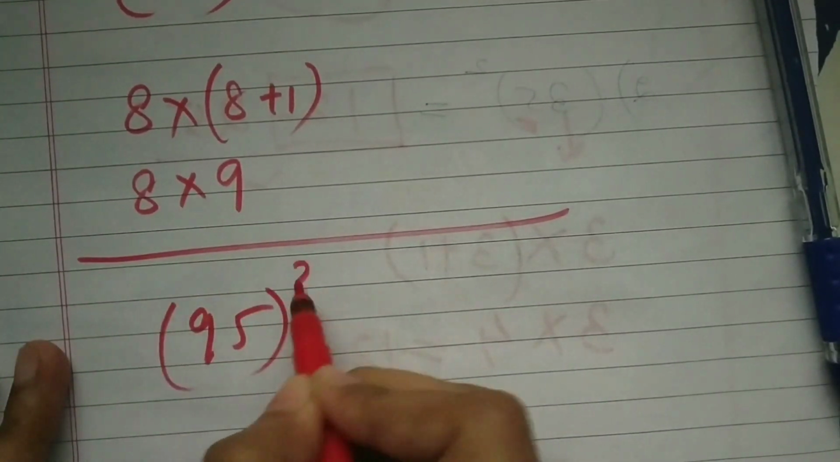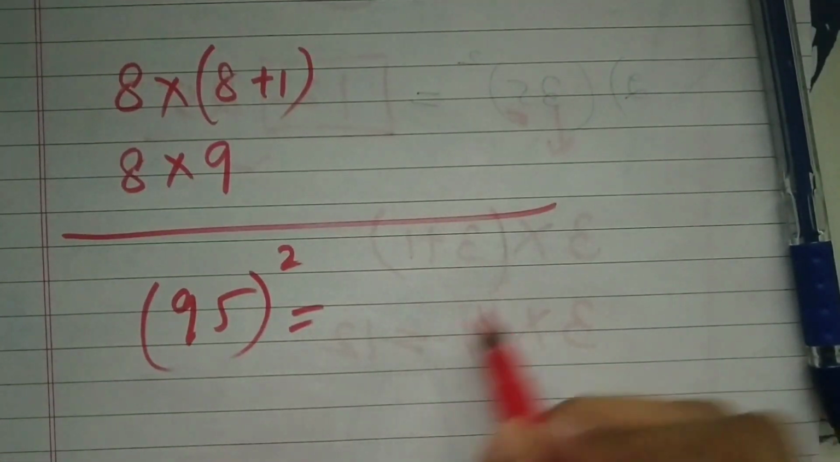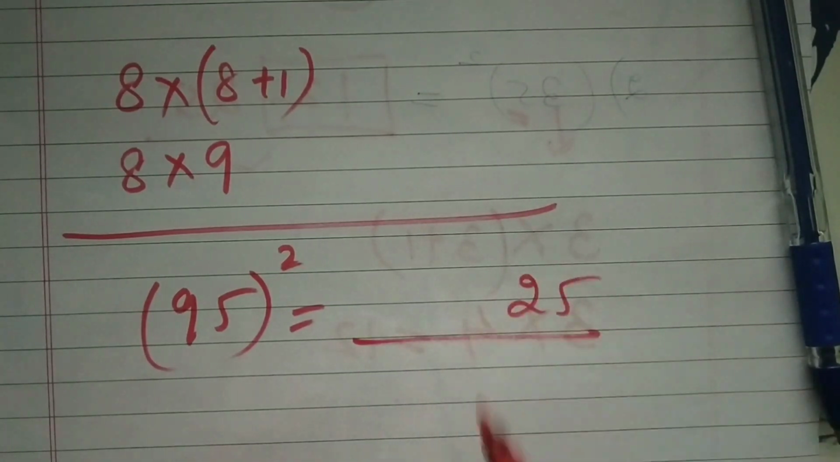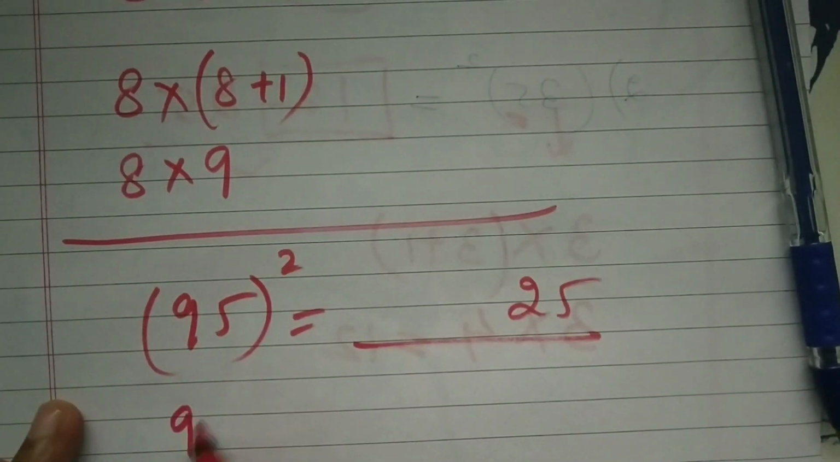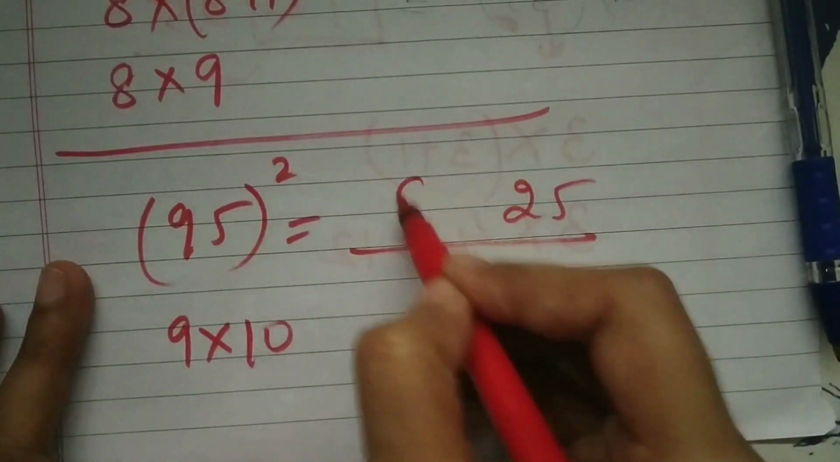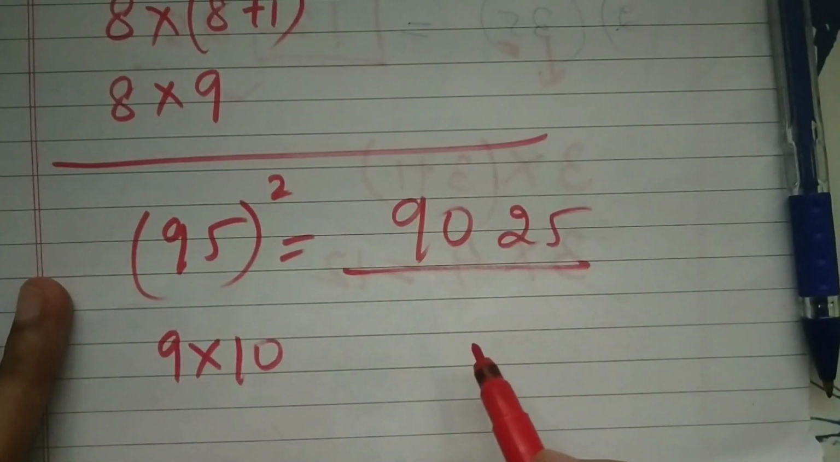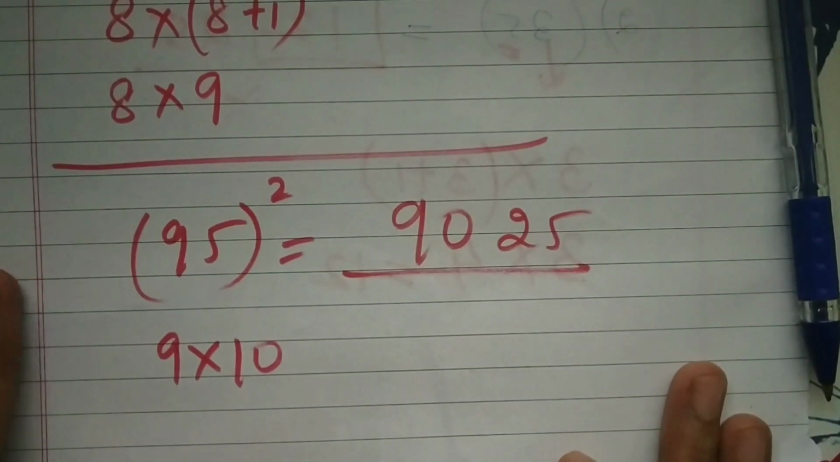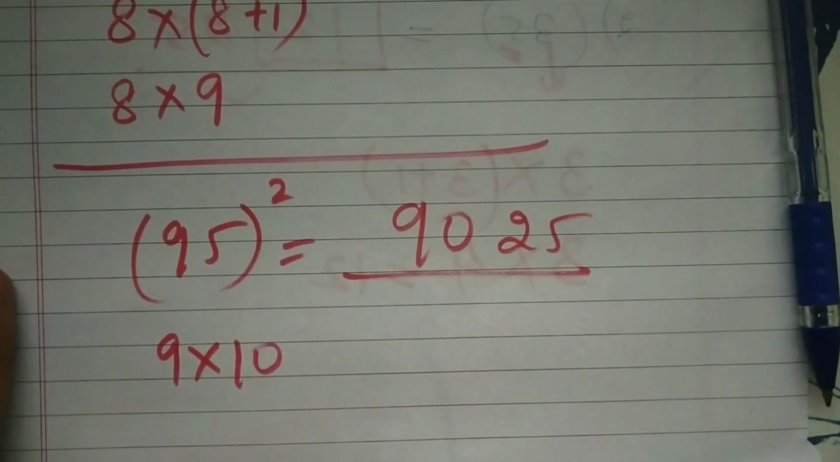Okay, next example. We can see 95 square. Come on, in seconds you should get it. So 95 square will have 25 as its last two digits. 9 multiplied by 9 plus 1, which is nothing but 10. So 9 into 10 is 90. So the square of 95 is 9025. Hope you understood this trick really well.